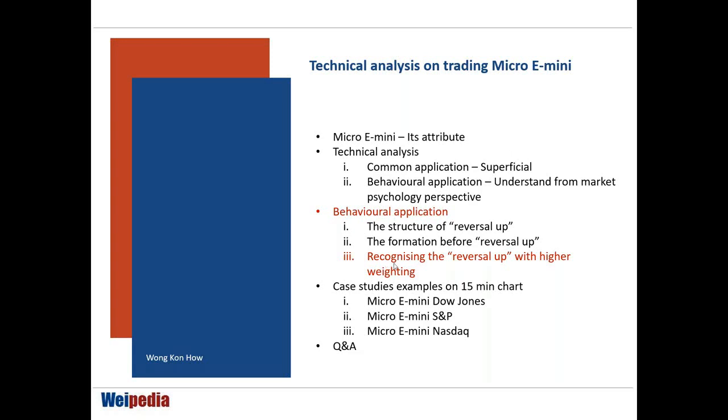Now, I'm on the topic of recognizing the reversal up. By reversal up, I'm talking about the hammer. But I don't just explain it as a structure, I tell you the story behind the structure. I hope you like it. As we look at a chart, many hammers appear from time to time. But how do we select the hammer with a higher weighting? This is how it goes. We will do some exercise here.